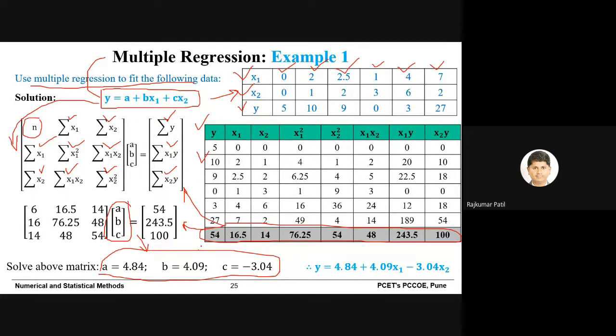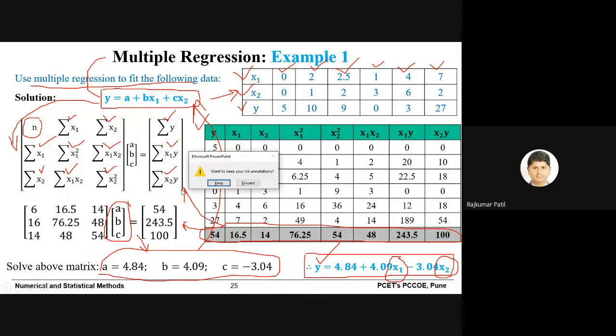Once you get the values of A, B and C, put them into the equation and you will get the equation for Y, and that will be your solution. Sometimes along with this, they may ask to find out the value of Y for x1 is equal to 3 and x2 is equal to 24. That question may be there. So just put the values of x1 and x2 in this equation and you can calculate the value of Y. So this is how we use multiple regression to derive the relationship between dependent and independent variables.